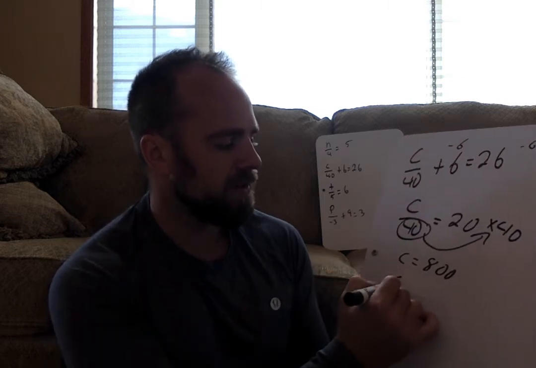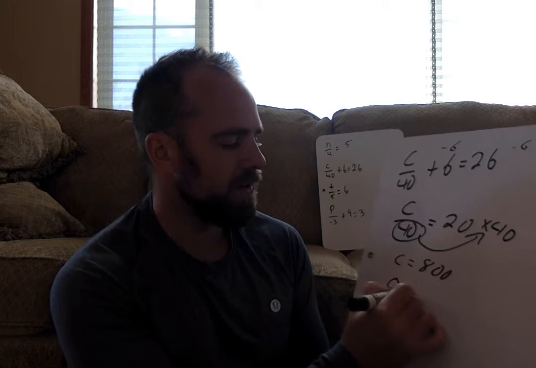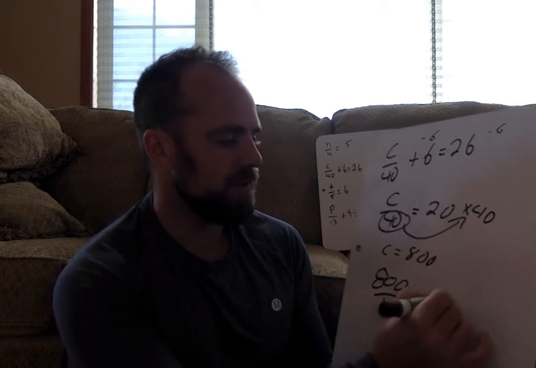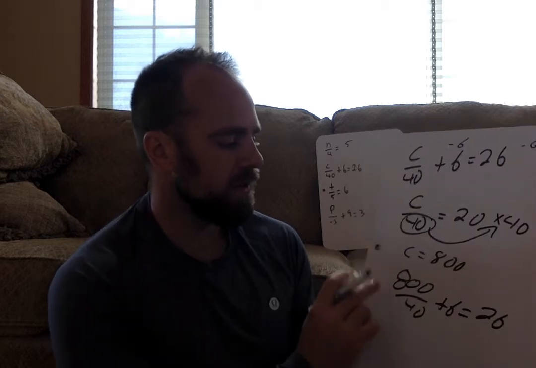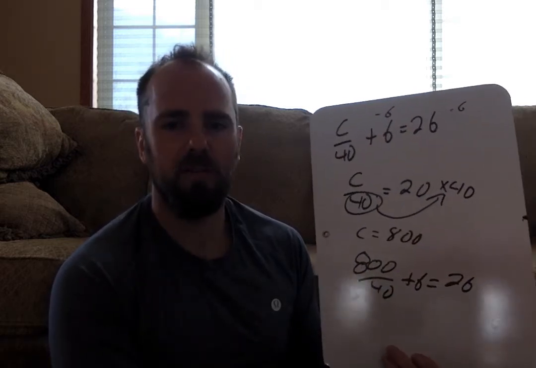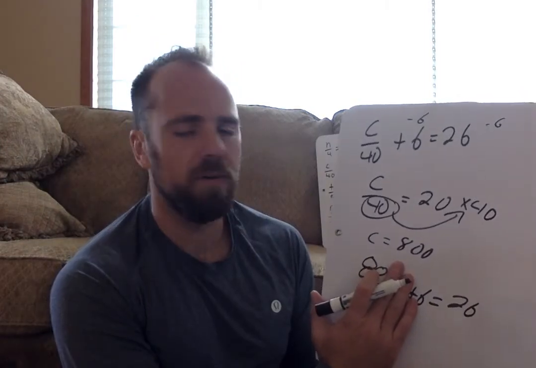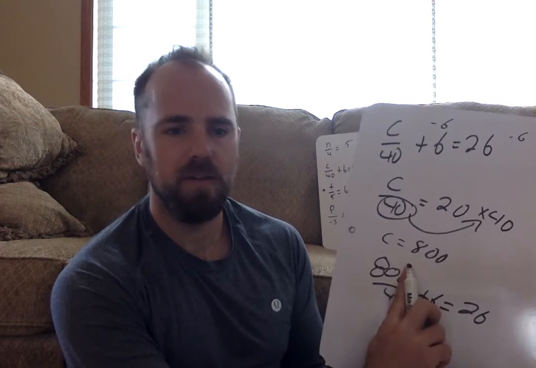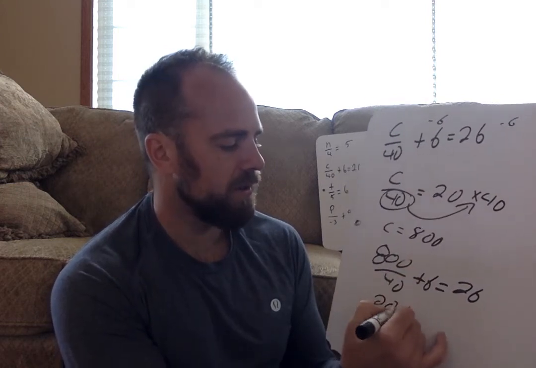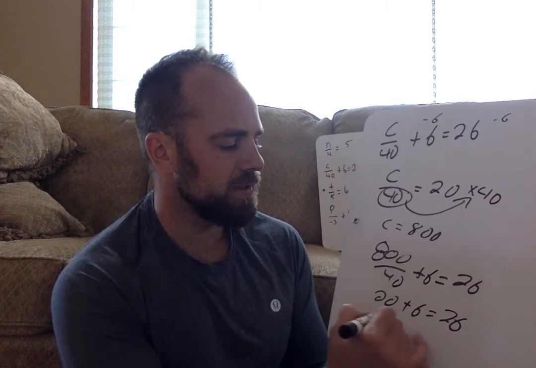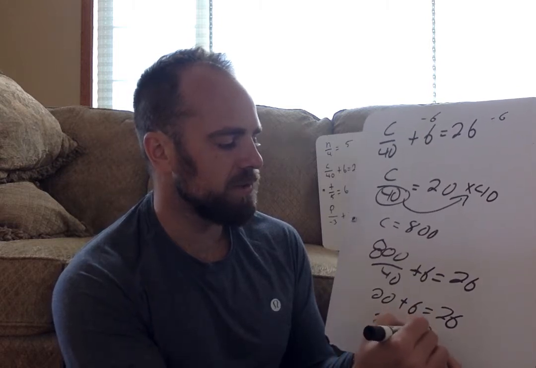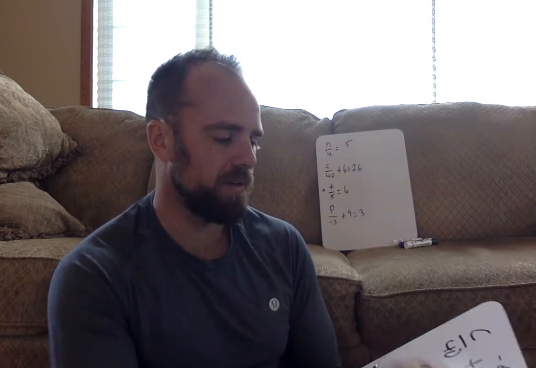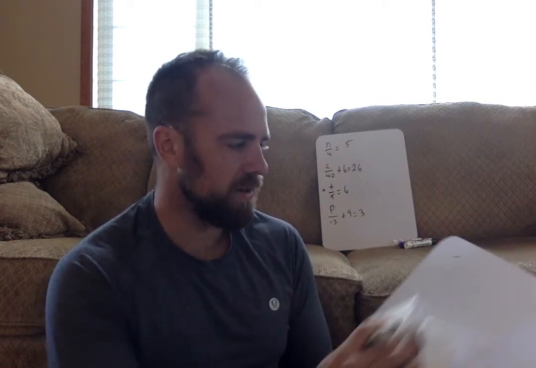So I'm going to check. 800/40 plus 6 equals 26. How many times can 40 go into 800? Well, it can go in 20 times. So 20 plus 6 equals 26. So I have 26 equals 26. So that one worked out great. Okay, so I got my answer of 800.